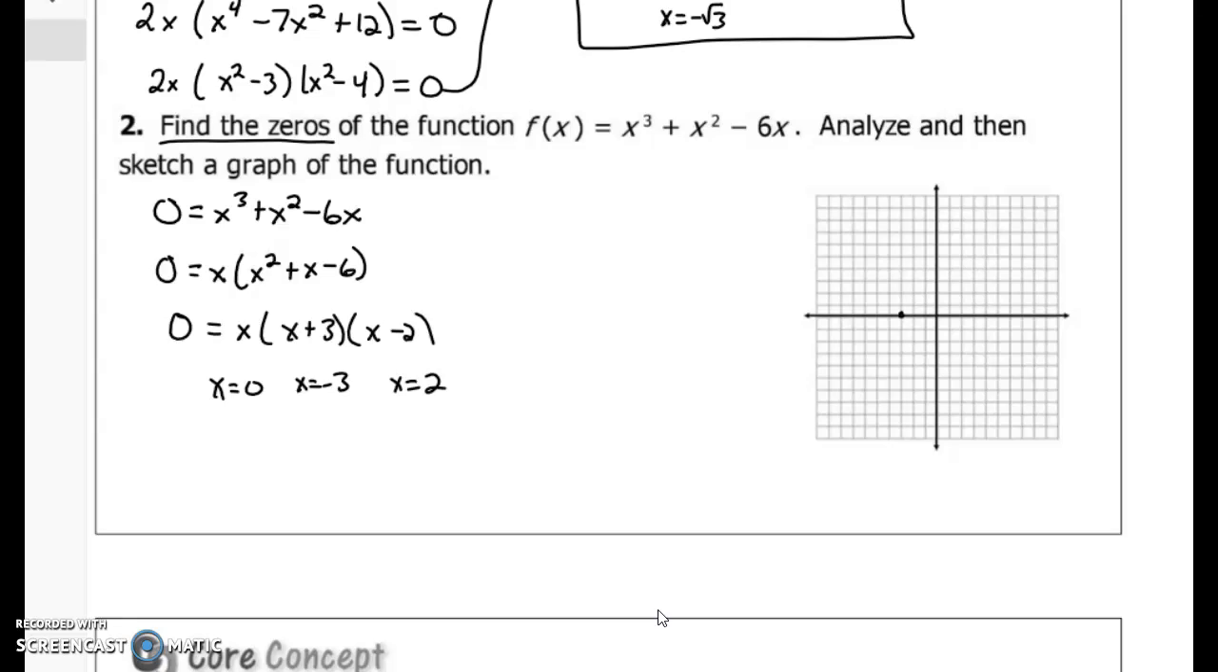So let's go ahead and put points at -3, 0, and 2. Now, because it is an odd power and the leading coefficient is positive, that tells me the general shape is this. We learned that earlier in the first half of chapter 4. So since I'm just sketching, I don't need to find specific points, but I know that my general shape is going to be like this.